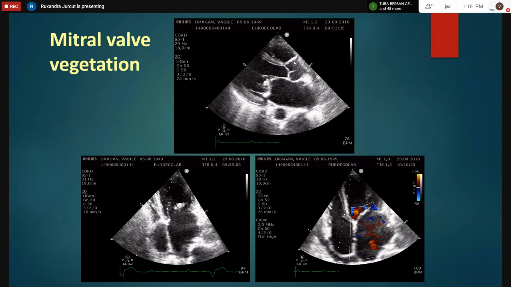The mitral valve has an abnormal movement, and also the shape of the mitral valve. Okay, very well. So what do you think is actually wrong? Meaning, what do you think is on the mitral valve?